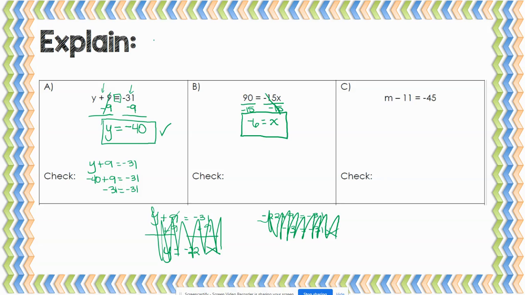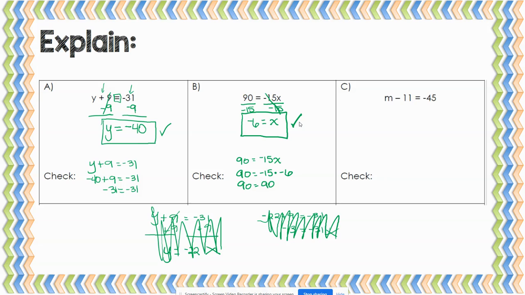I can check this by putting it into my original equation, which said 90 equals negative 15x. Well, I would say 90 equals negative 15 times x, but we said that x was negative 6. Well, negative 15 times negative 6 gives me positive 90, which means that my answer of negative 6 is correct.